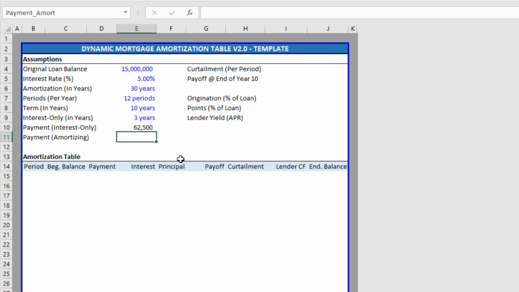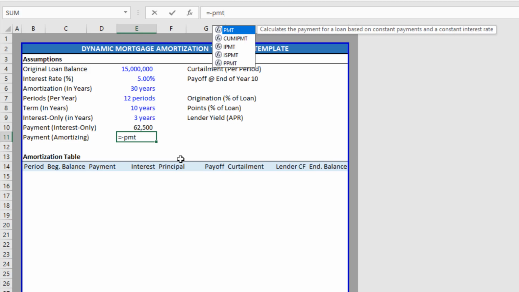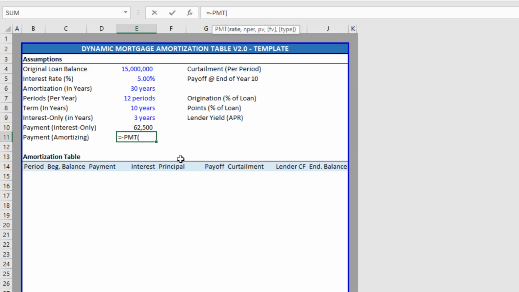Next, we'll calculate the amortizing payment. Excel has a function called PMT, and that calculates for you an amortizing payment. We go equals, and now I'm going to set this to negative, and the reason is because it will convert what would otherwise be a negative value to a positive. So I do negative PMT, open parentheses.